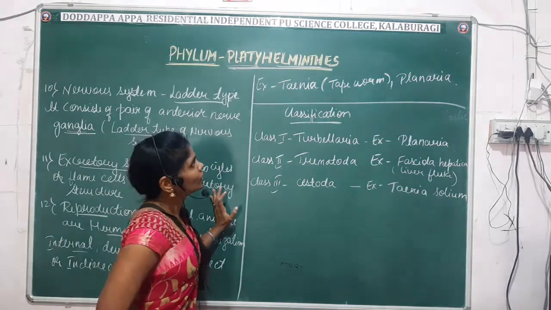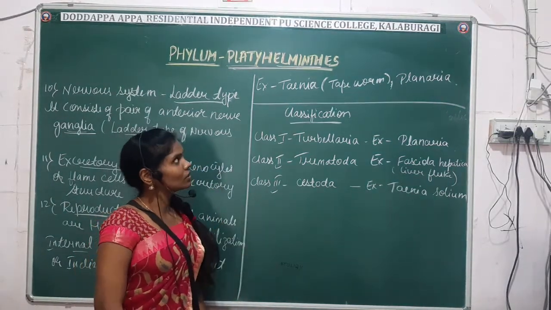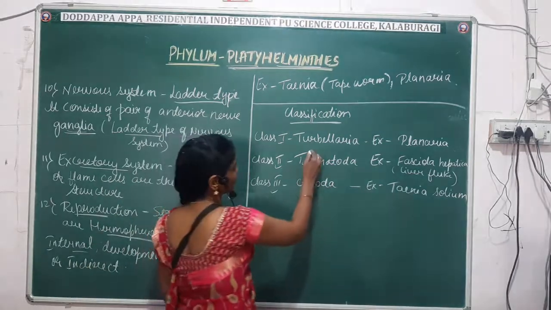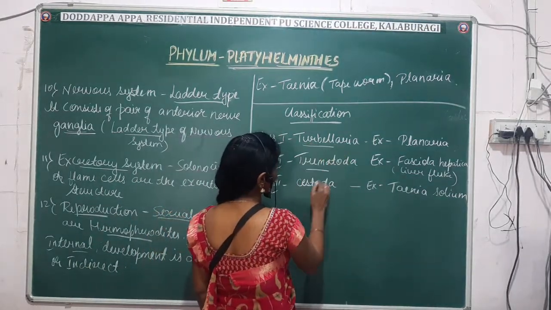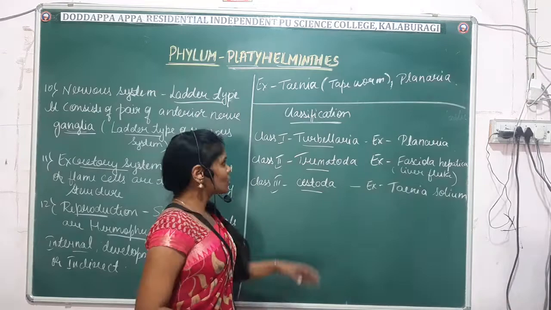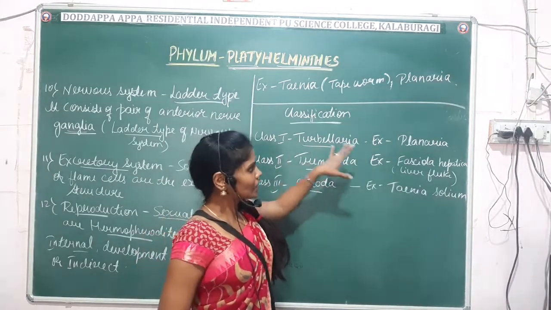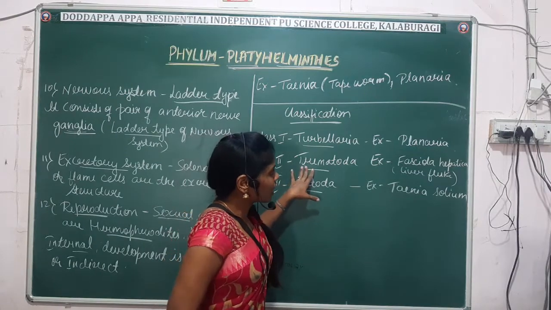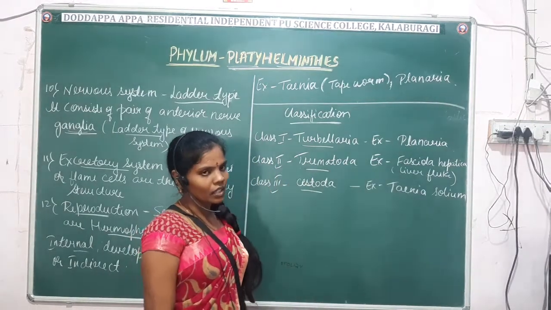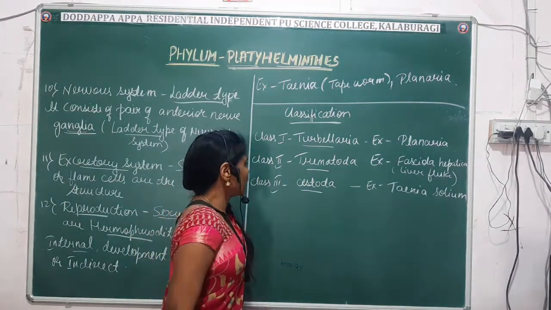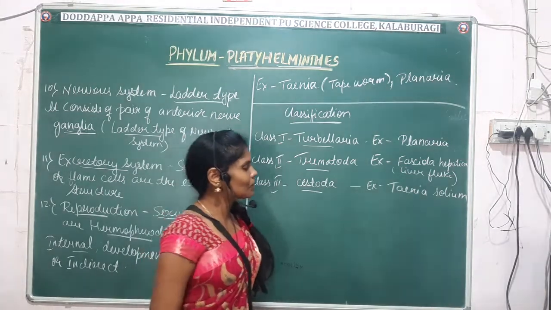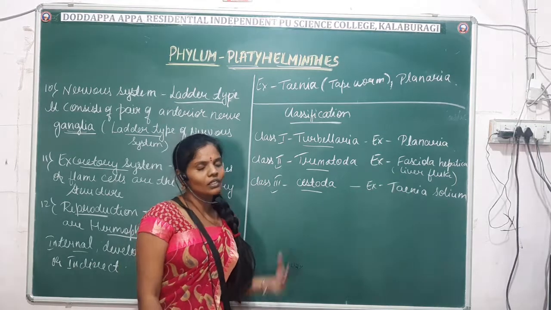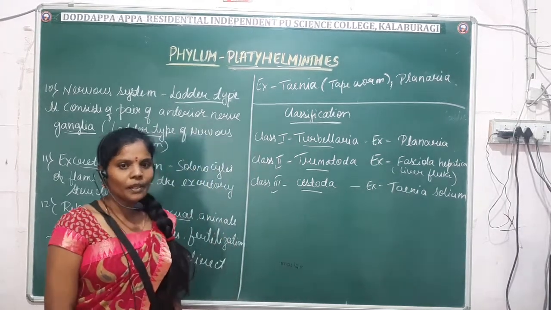Fine. Then when it comes to the classification, platyhelminthes are classified into three classes: Turbellaria, Trematoda and Cestoda. Class 1 is Turbellaria, example is Planaria. Class 2 is Trematoda, example is Fasciola hepatica or the liver fluke. The third one is Cestoda, example is Taenia solium. These are the classes of the phylum Platyhelminthes.